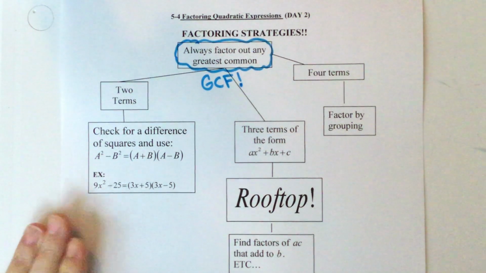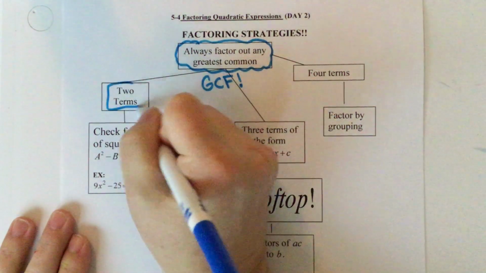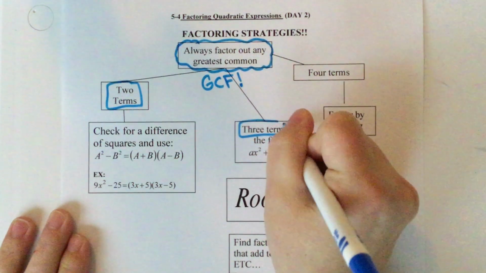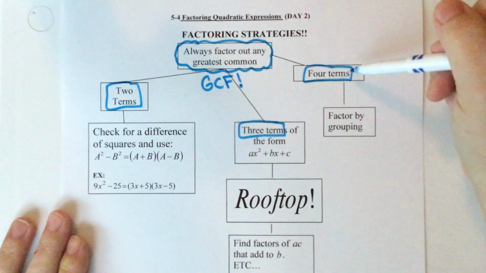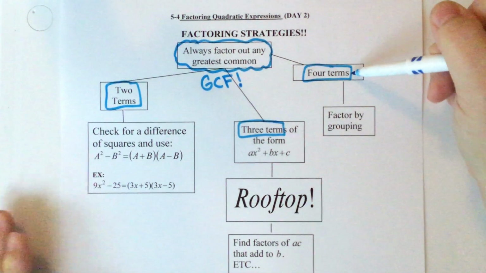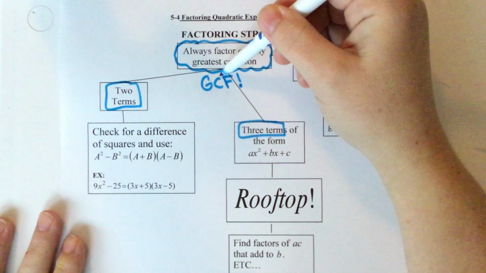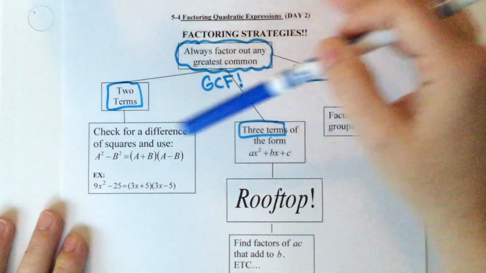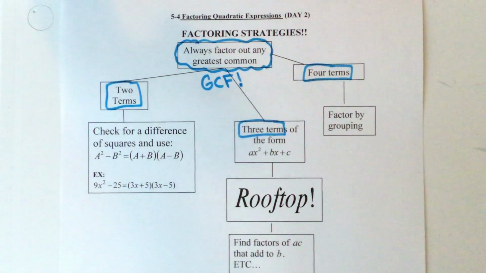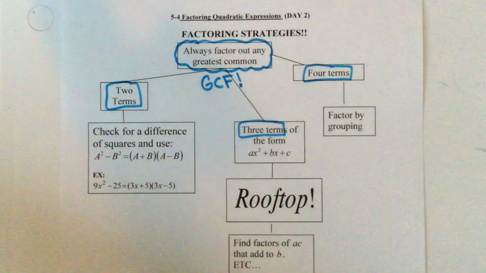If it doesn't, then we'll look to see if the problem has 2 terms, 3 terms, or 4 terms. So far, I have taught you how to do something with 4 terms, and I've taught you how to do a GCF. I haven't taught you how to do 2 terms or 3 terms. So that's what we're visiting today. All right, so here we go. First thing up.